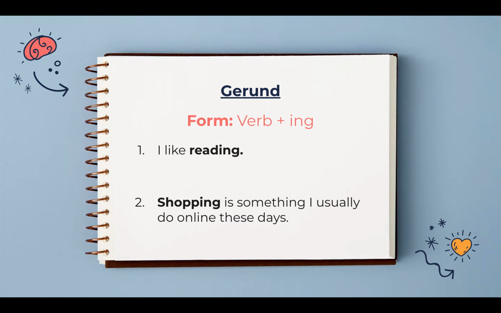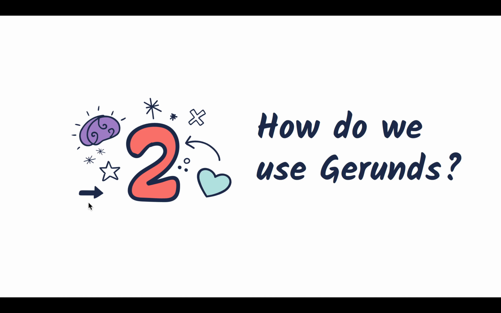A gerund looks like a verb plus ing. Now, when I say verb, I just mean the regular old verb. We call it verb base, right? Like the basic form of the verb. So this means no ed, no s, right? None of that, just the regular verb and then ing. I like reading, right? This is the regular verb plus ing. Shopping is something I usually do online these days. Here it's just the regular verb and ing, okay? These are two examples of gerunds.